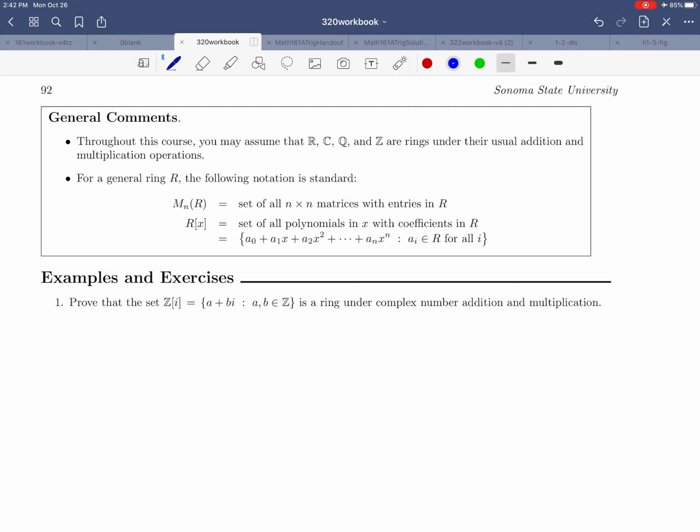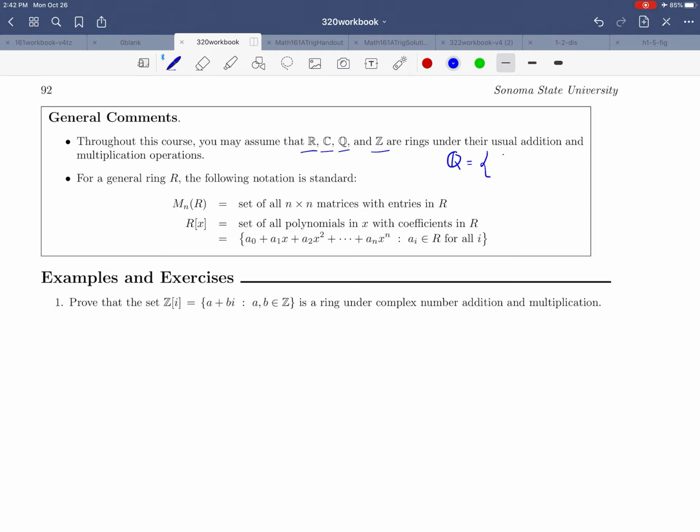I'm going to make a few general comments about some commonly known rings that we're going to use throughout this chapter and the next few chapters. Those are the real numbers, the complex numbers, the rational numbers, and then, of course, the integers. We are going to assume that those are rings under the usual addition and multiplication the way we know it.